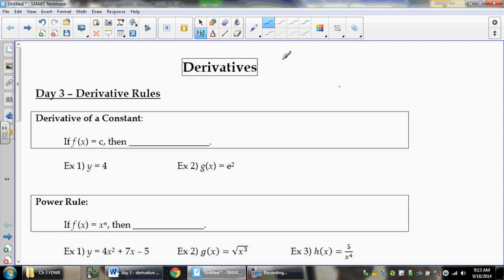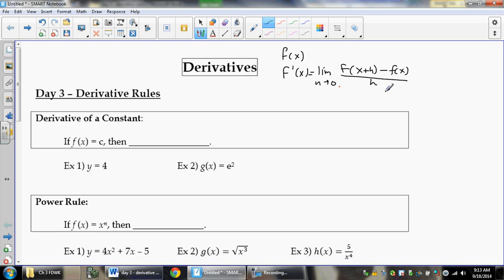All right, so today we're going to talk about derivative rules. And one of the things we talked about before is that if you have a function f of x, then its derivative, f prime of x, can be calculated using what I like to call the limit definition of the derivative. And that's that f prime of x equals the limit as h approaches 0 of f of x plus h minus f of x all over h.